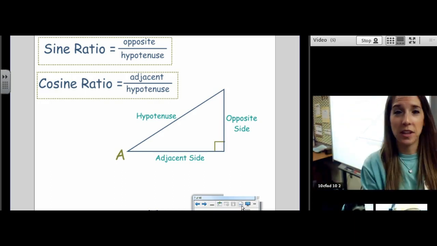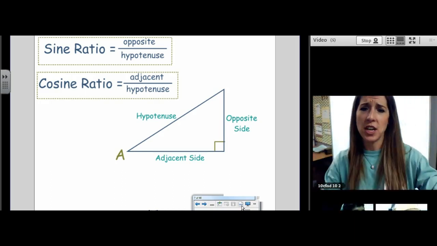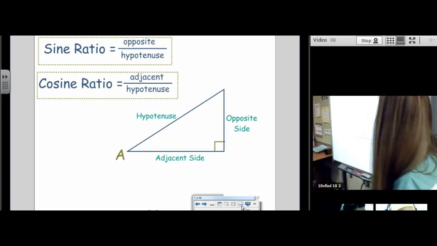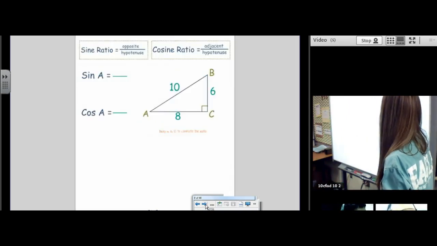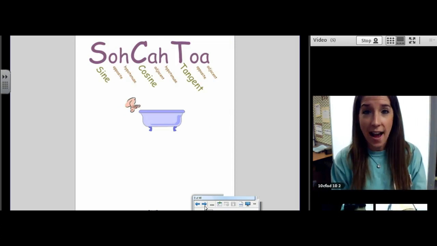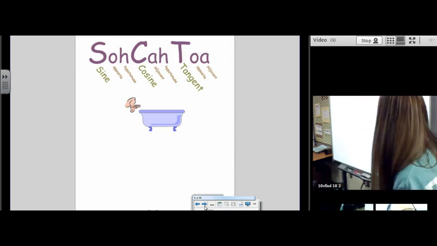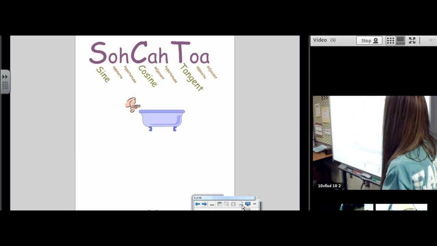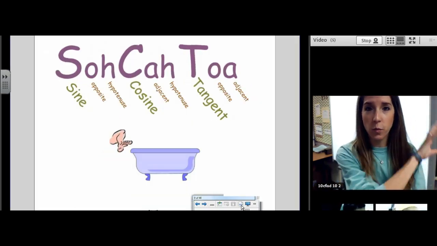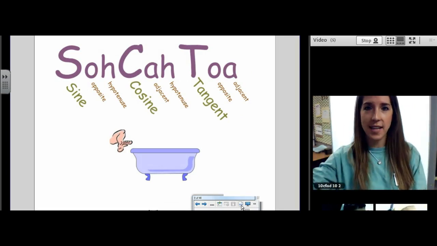Now, this can get really confusing. Tangent is opposite over adjacent. Sine is opposite over hypotenuse. Cosine is adjacent over hypotenuse. How are we going to remember all of this? Well, of course, we're going to need a handy-dandy acronym, aren't we? We're going to need an acronym because it is going to be too confusing to keep track of all of those ratios. So in your notes, really large, write down SOHCAHTOA.